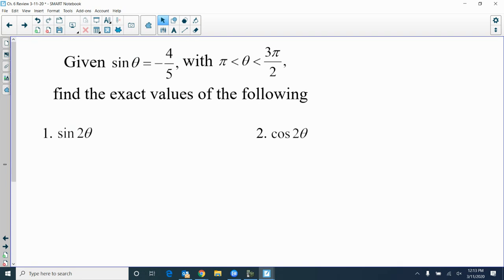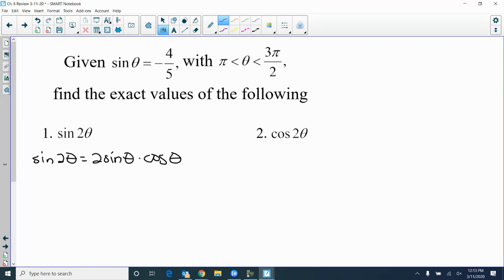All right, sine of 2 theta is 2 sine of theta times cosine of theta. So the double angle form. We know the sine of theta. We don't know the cosine of theta. Obviously, we can figure it out. We said it was in quadrant 3. That means the y value is -4. That means the hypotenuse is 5.